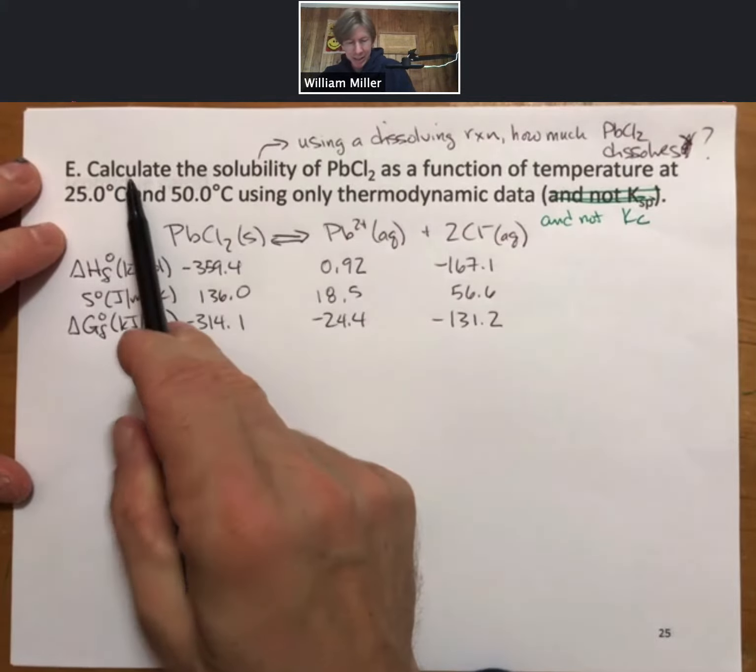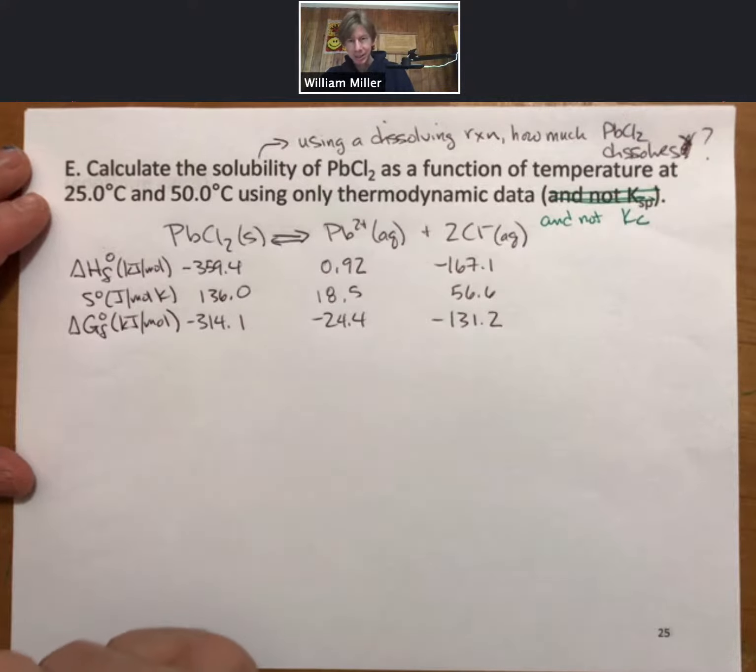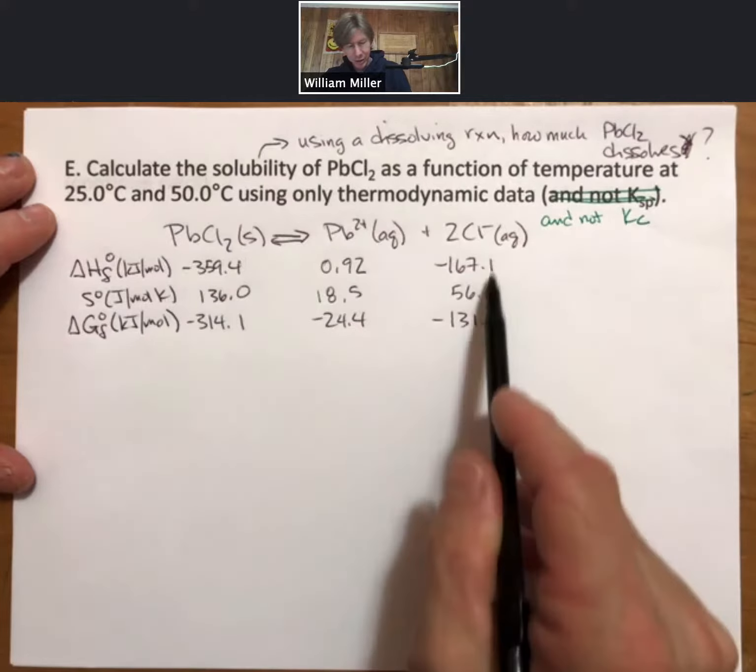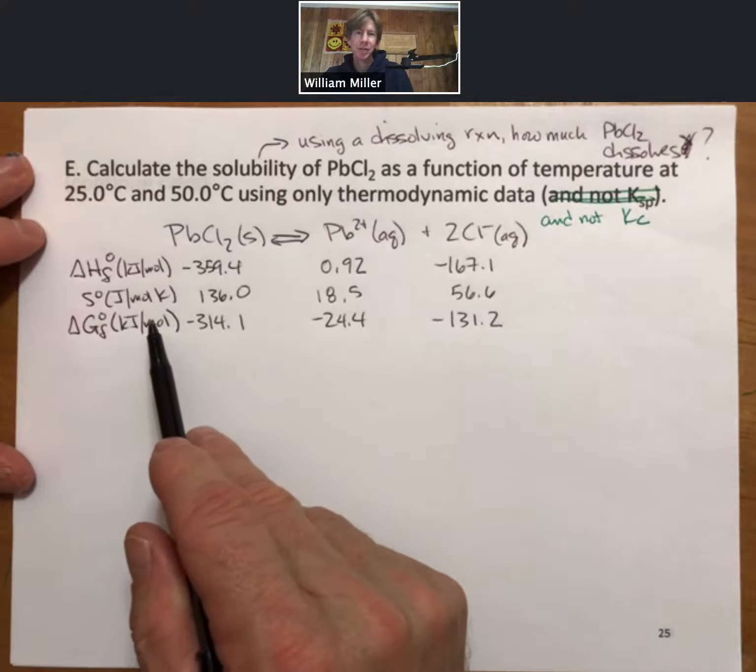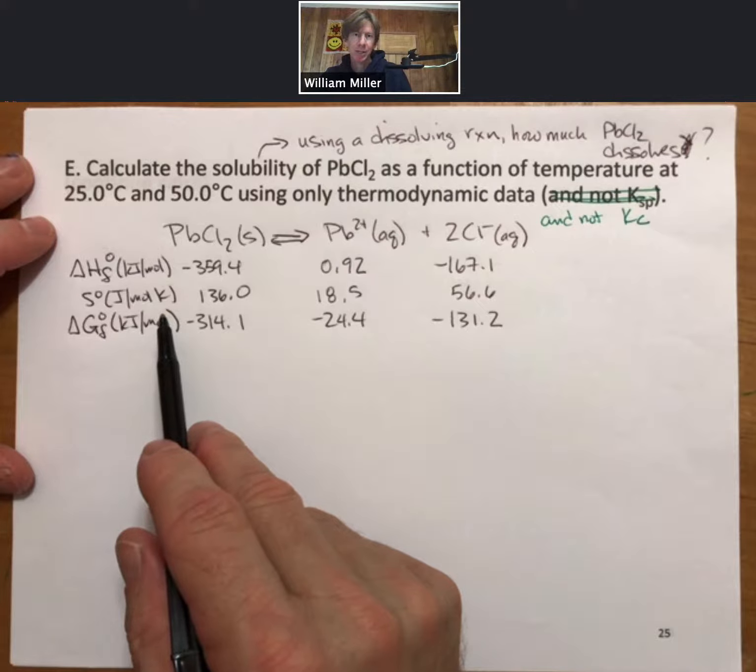Now the question itself says calculate the solubility of lead 2 chloride as a function of temperature at 25 and 50 degrees Celsius using only thermodynamic data. Okay, so we have all of our thermodynamic data. Please pause the video and go ahead and write it down. I'll wait.